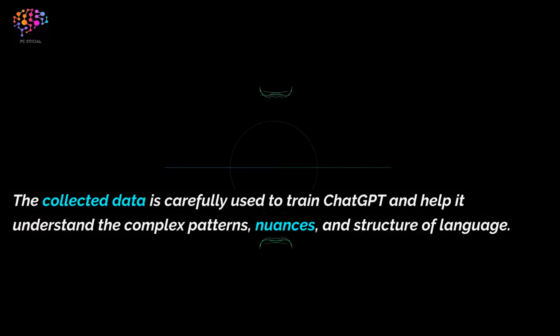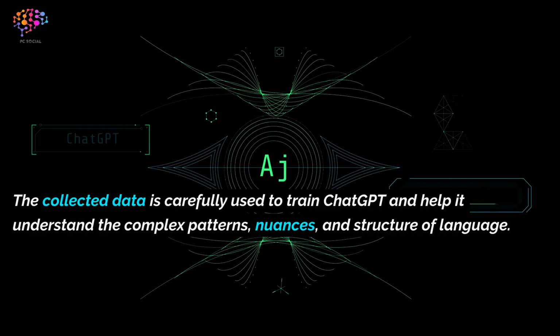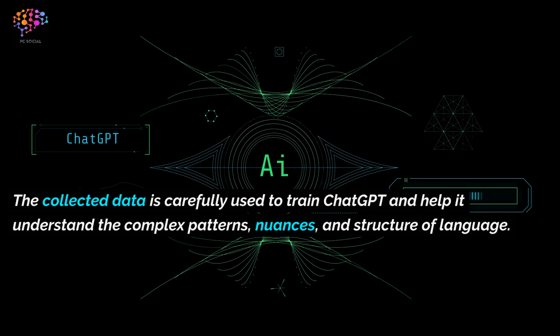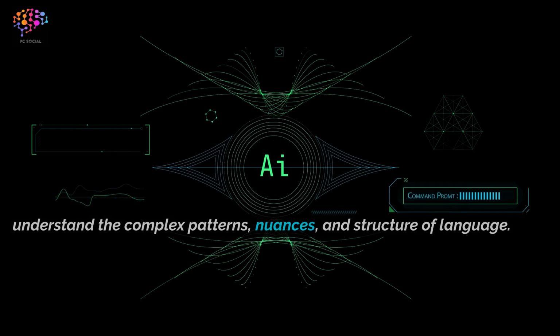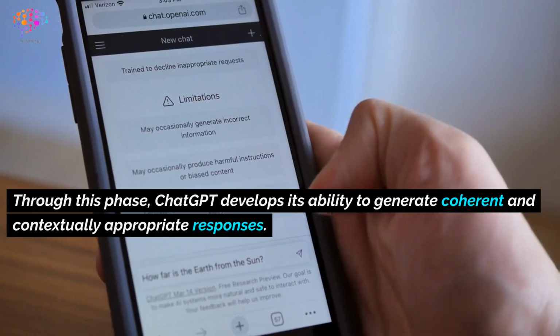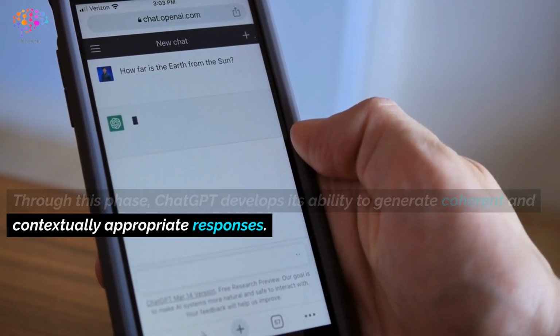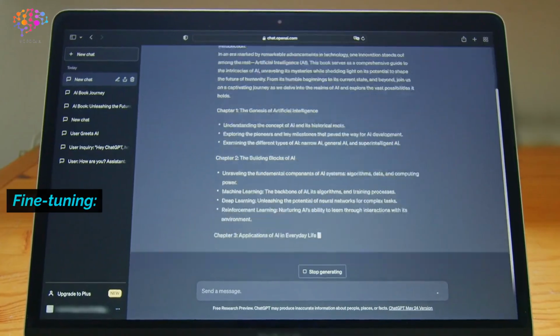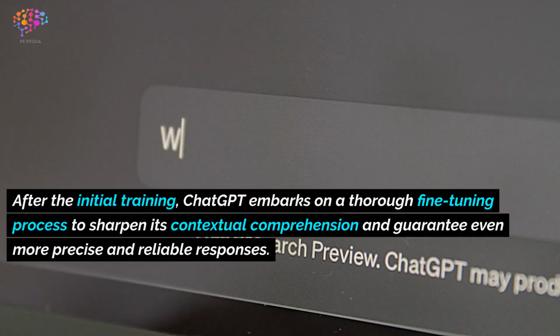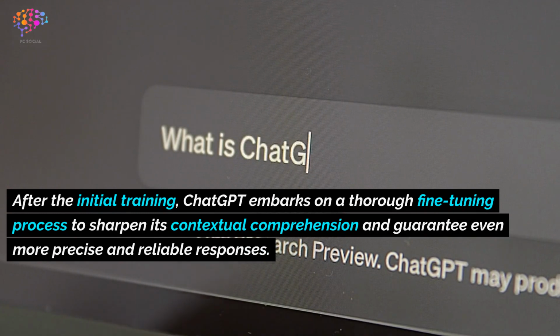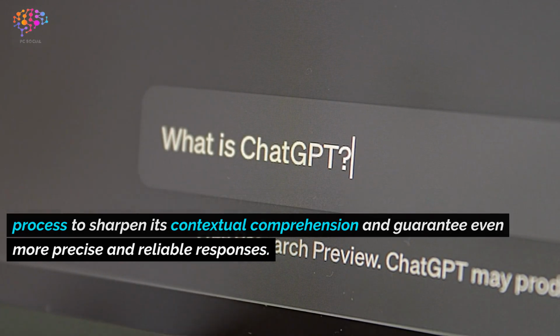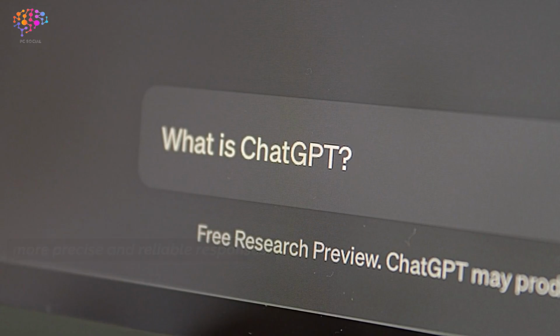Training. The collected data is carefully used to train ChatGPT and help it understand the complex patterns, nuances, and structure of language. Through this phase, ChatGPT develops its ability to generate coherent and contextually appropriate responses. Fine-tuning. After the initial training, ChatGPT embarks on a thorough fine-tuning process to sharpen its contextual comprehension and guarantee even more precise and reliable responses.